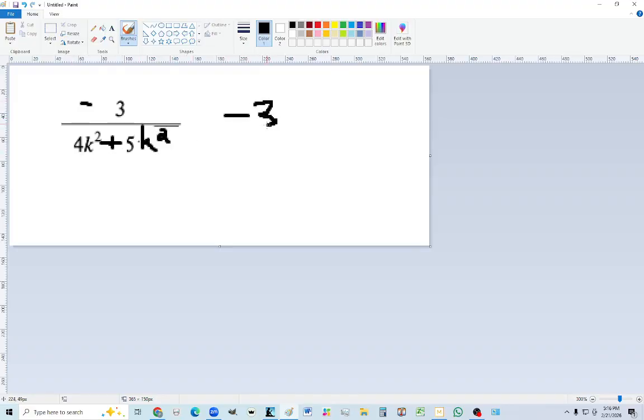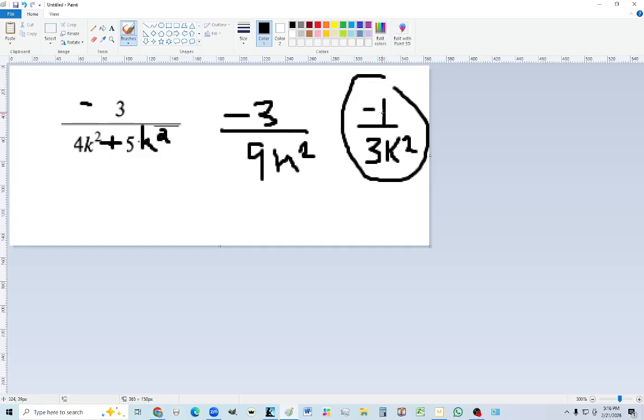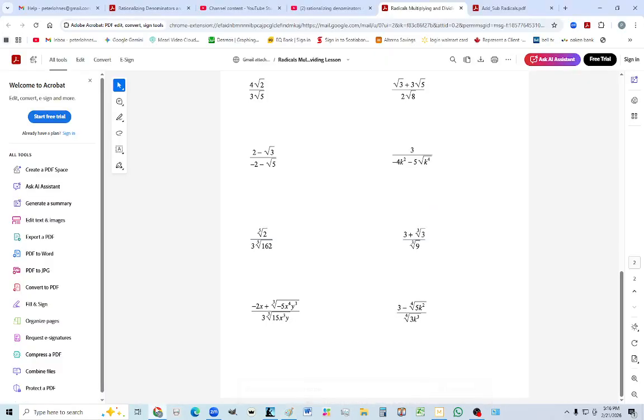You get minus 3 over 9, k to the 2. These can be divided, so you get minus up top, and 3k to the power of 2 down below. Since there's no square root down there, it's fine. I don't know if you realize that either. Okay.